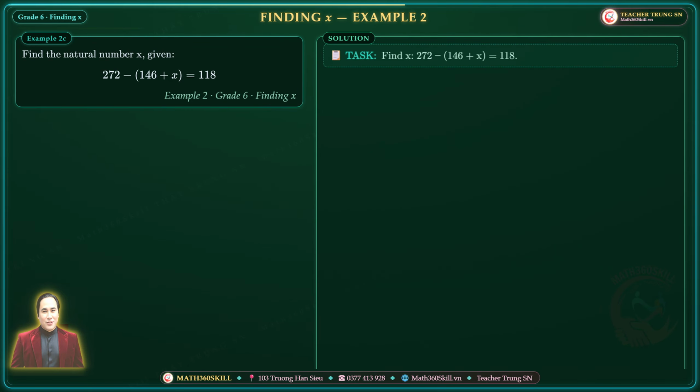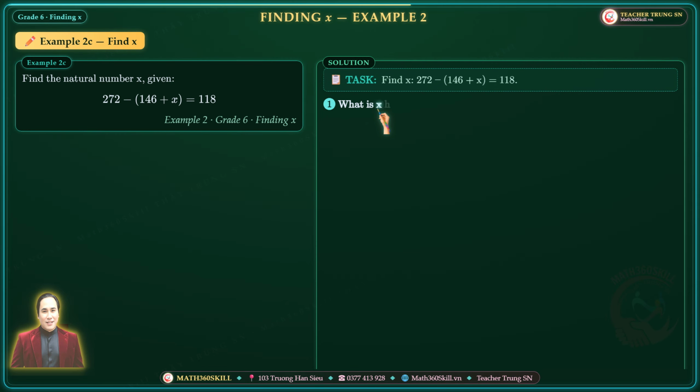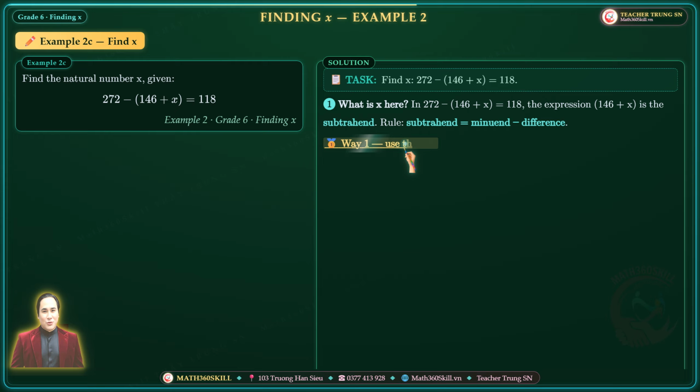Part C is a little different. 272 minus the bracket 146 plus x equals 118. What is x here? This time the whole bracket 146 plus x is the subtrahend, and the subtrahend equals the minuend minus the difference. Way 1 with the rule.